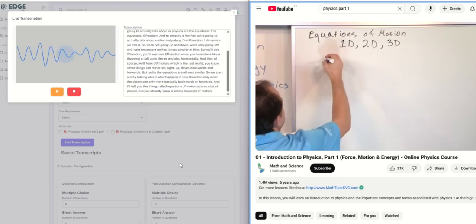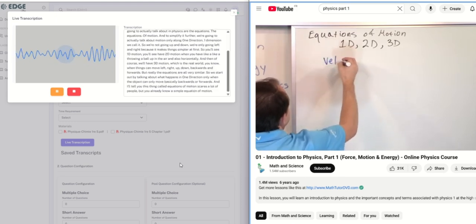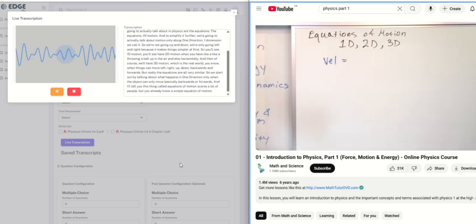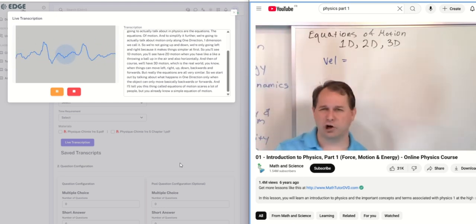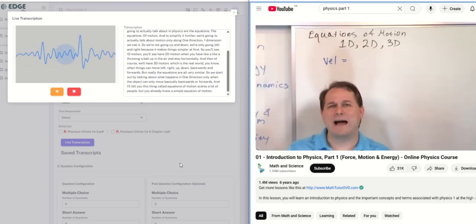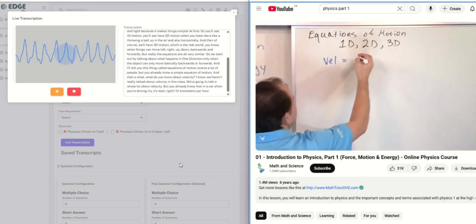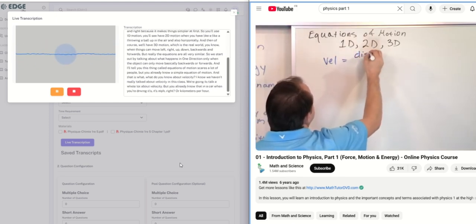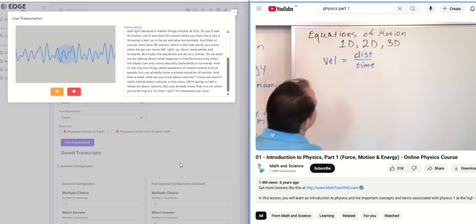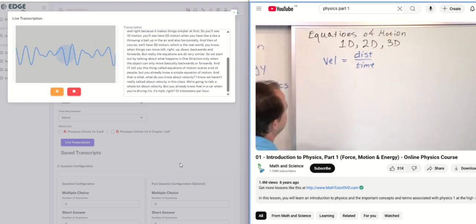What do you know about velocity? I know we haven't really talked about velocity in this class. We're going to talk a whole lot about velocity, but you already know that in a car, when you're driving, it's miles per hour, right? Or kilometers per hour, right? So the velocity that you're traveling is the distance over the time. How far did you go? How long did it take? You divide those numbers, you get something called a velocity.